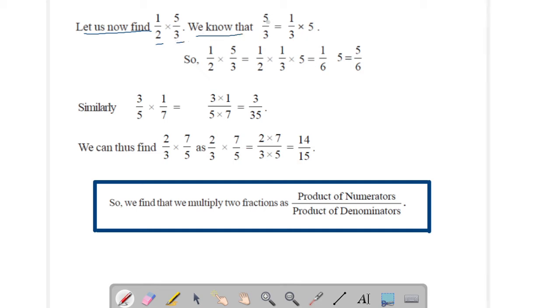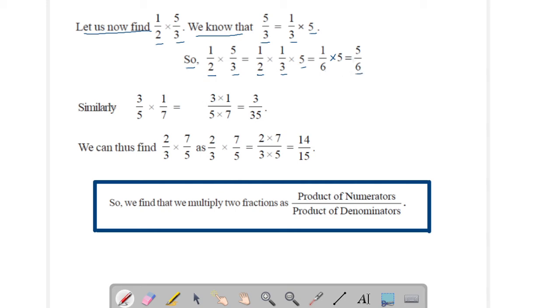Now let us find 1 upon 2 into 5 upon 3. We know that 5 upon 3 can be written as 1 upon 3 into 5. So 1 upon 2 into 5 upon 3 can be written as 1 upon 2 into 1 upon 3 into 5. What will you get? It will be 1 into 1, it is 1, and 2 threes are 6. 1 upon 6 into 5, it is equivalent to 5 upon 6.